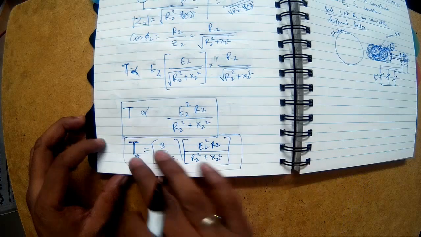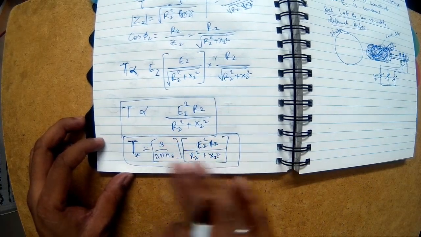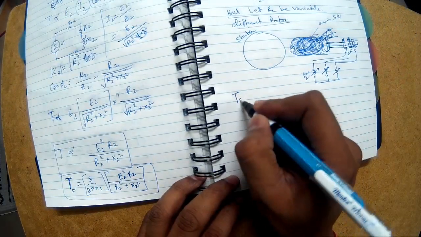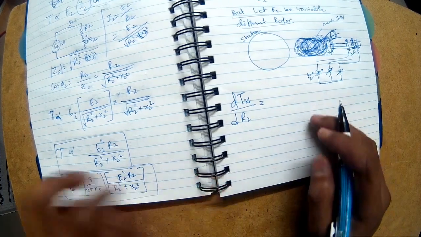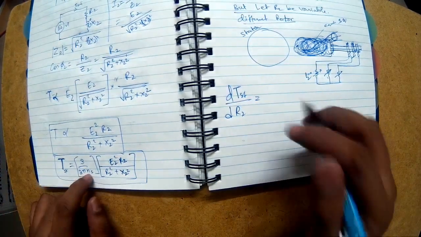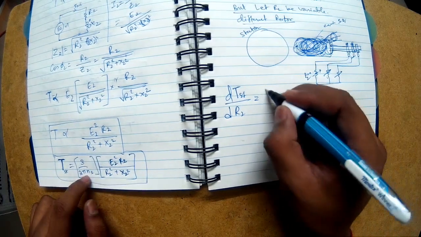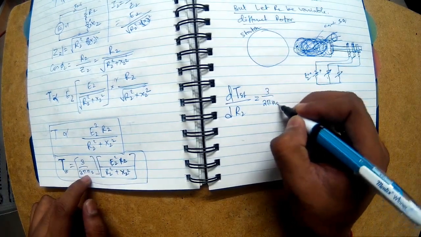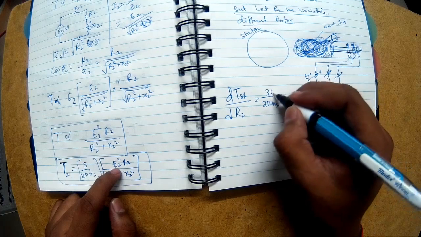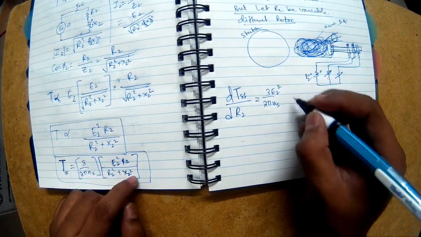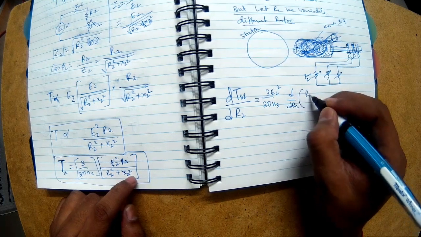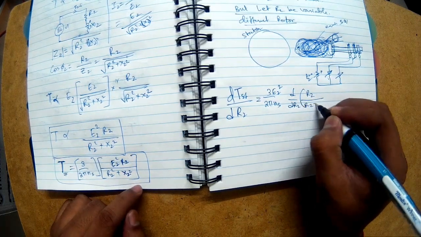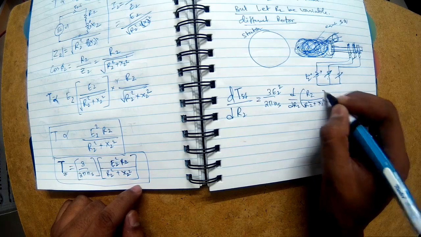Here we have derived that. So just differentiate it with respect to R2. So T_ST differentiation with respect to R2. We have some constant of proportionality, so 3 by 2 pi ns is as it is. Now E2 is also constant, so E2 square I am just keeping it, d by dR2 of R2 by R2 square plus X2 square.